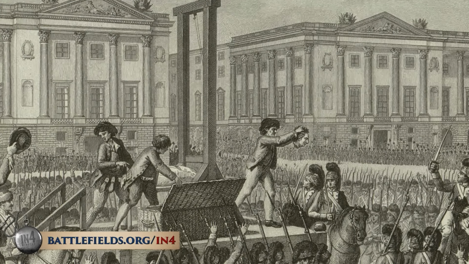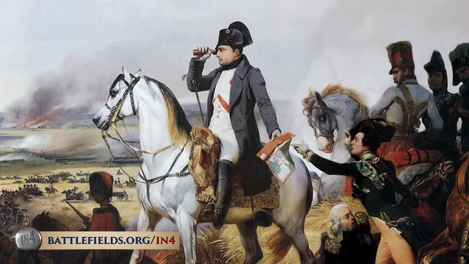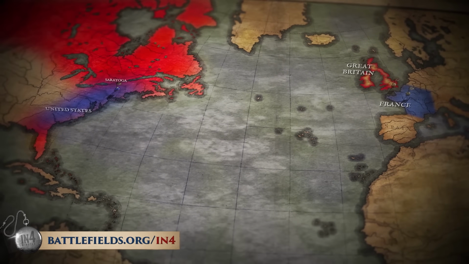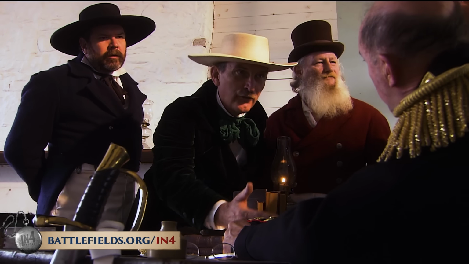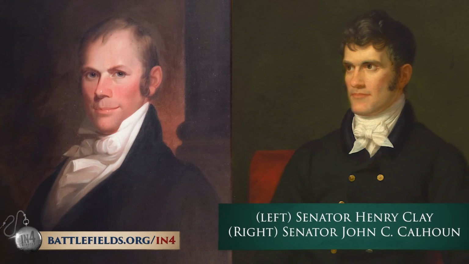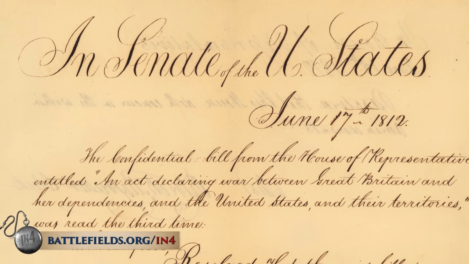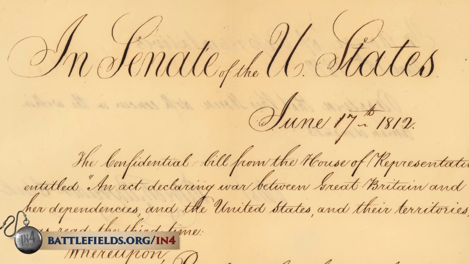But with the beheading of Louis XVI and the rise of Napoleon Bonaparte, this great alliance was on shaky legs. Still, the Americans were trading with the French, and this did not sit well with the British. This was too much for some in the United States, mainly war hawks like John C. Calhoun and Henry Clay. And in June of 1812, for the first time in its history, the United States will declare war on a foreign nation.